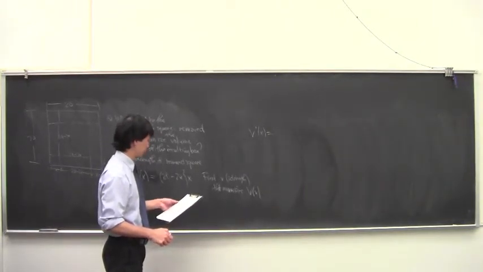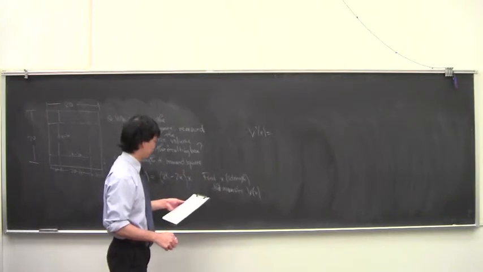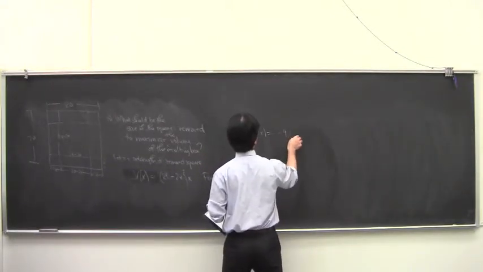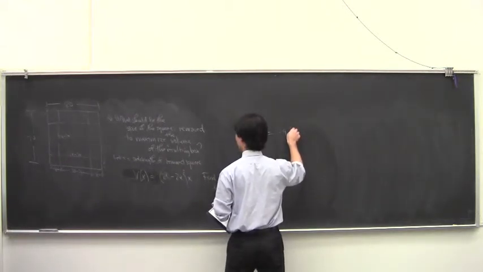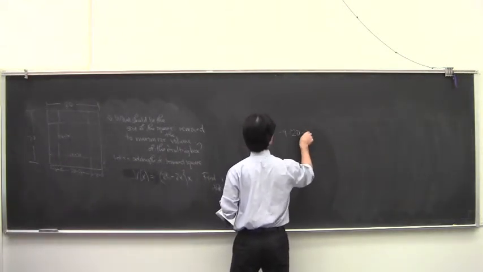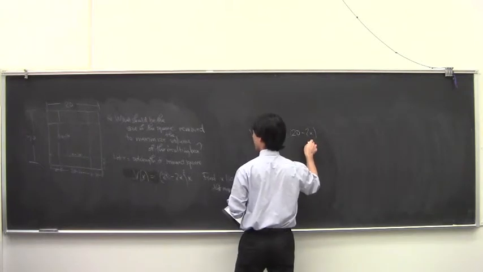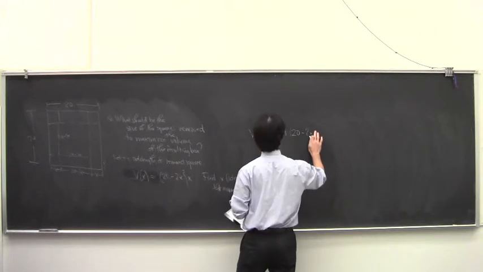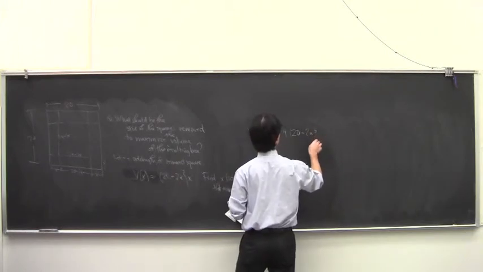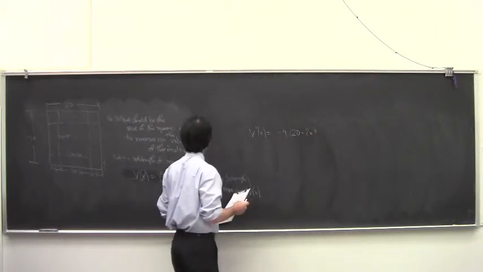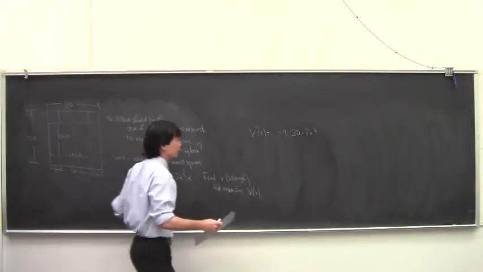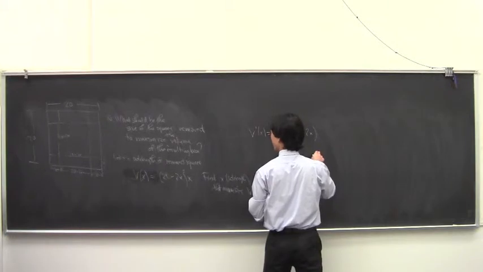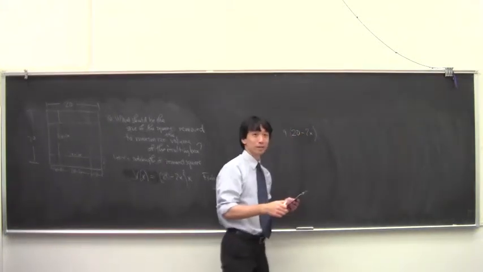Negative 4 times 20 minus 2x cubed. No, the cube is on x. Oh, so not 2x cubed, just 2x. Okay. Is that it?